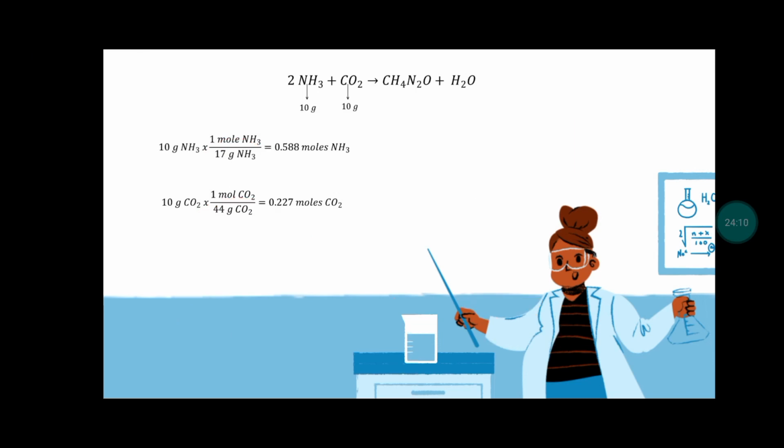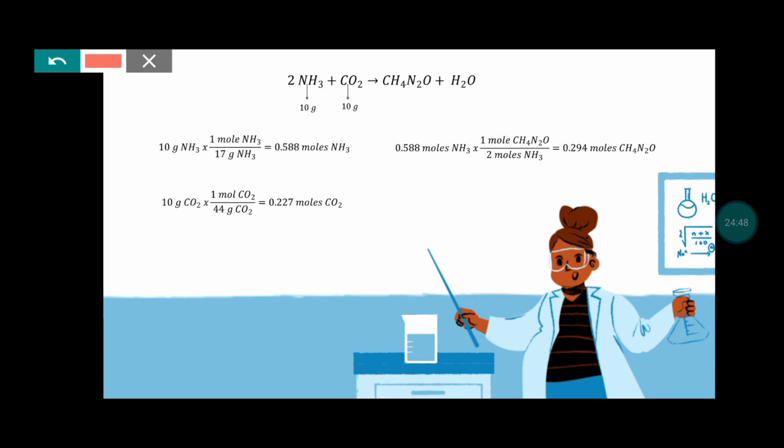So, eto na ba? Enough na ba to para ma-determine natin kung saan dito ang limiting? No, hindi pa. We still need to use our stoichiometric coefficient kasi di ba hindi pa natin nagagamit. Kinonvert lang natin yung given mass. So, ayan. So, 0.588 moles, let's see to it kung ilan ang maproproduce natin na product using the moles of ammonia. So, 0.588 moles of ammonia.